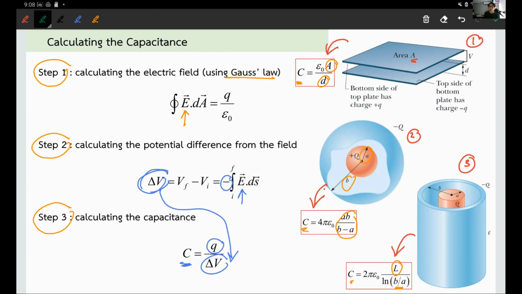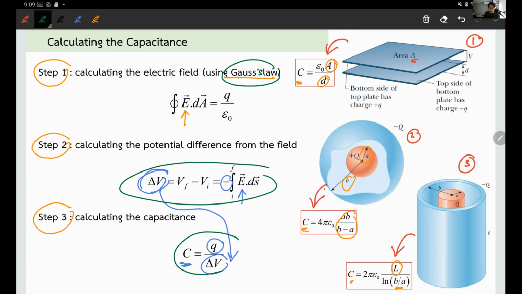All right, so I hope that is how you get to these three formulas for each shape by doing the 3 steps process calculation. This is the reason why you have to study Gauss's law. You have to study how to calculate the potential from the field, and then you combine it with the definition of the capacitance. See, you need the other 2 lectures to get to this.